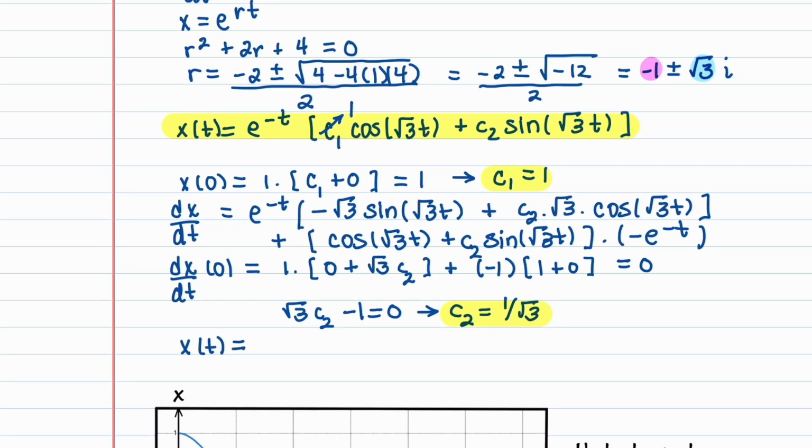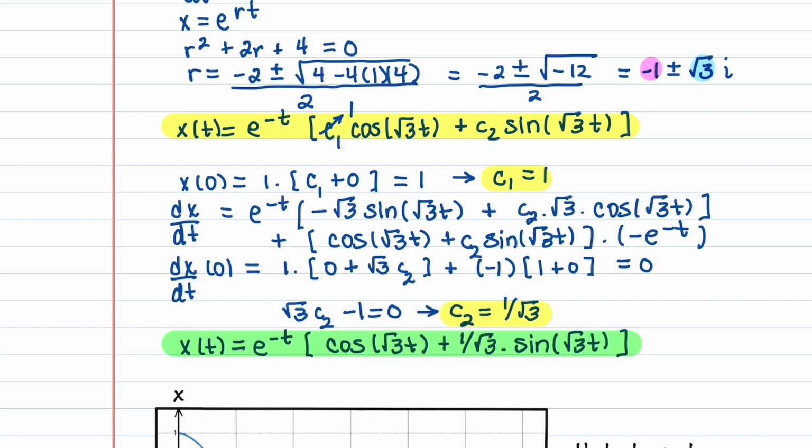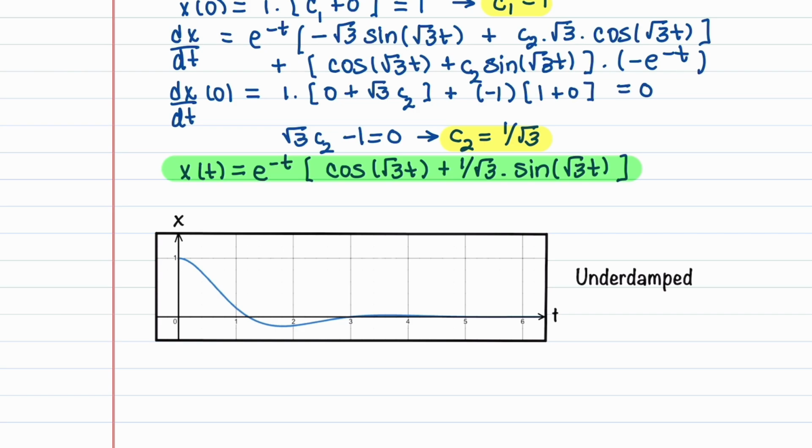x of t is e to the minus t, and c1 is 1, so we just have cosine root 3t. And then let's see, c2 is 1 over root 3, so we add 1 over root 3, and that multiplies sine of root 3 times t. And we did it. There's our solution. This type of motion is called underdamped because the mass oscillates. That's due to the sine and the cosine term. But notice that the amplitude decreases, and that's due to our decaying exponential term.